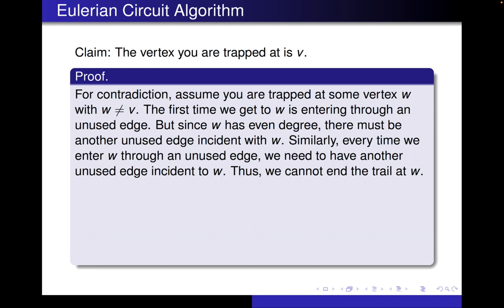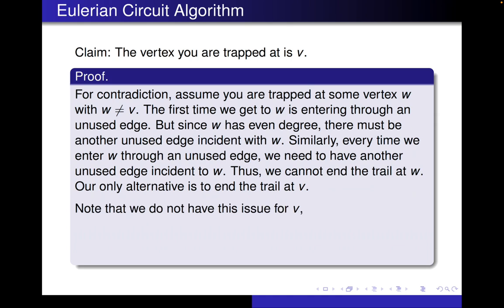That means we can't end the trail at W, because ending the trail at W means we get in there an odd number of times and there's no other edge to come out. But W has even degree, that cannot happen. So if all the vertices that aren't V are impossible to be the end of our Eulerian circuit, the only other possibility is V. That means we end the trail at V.